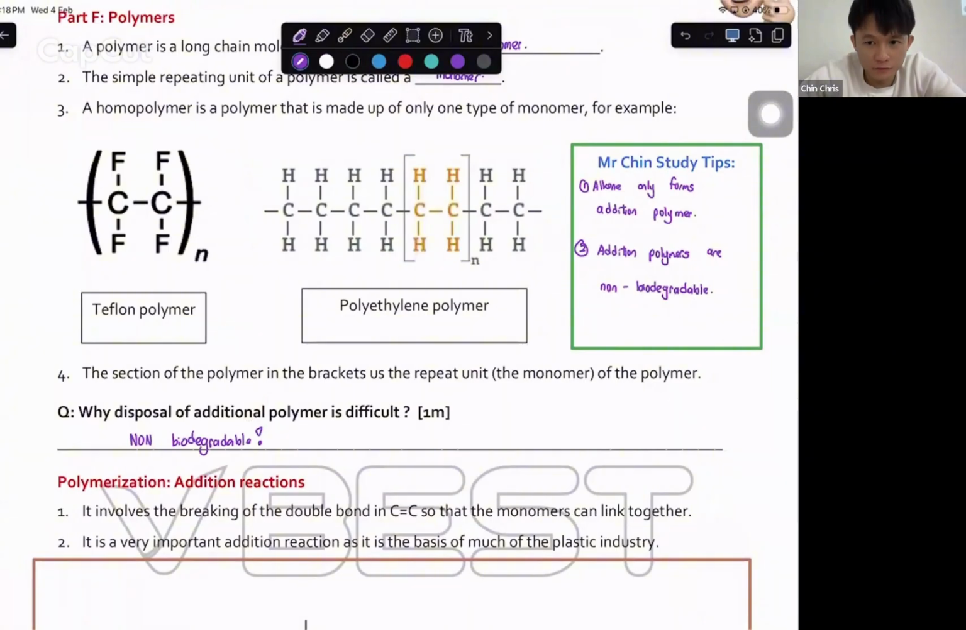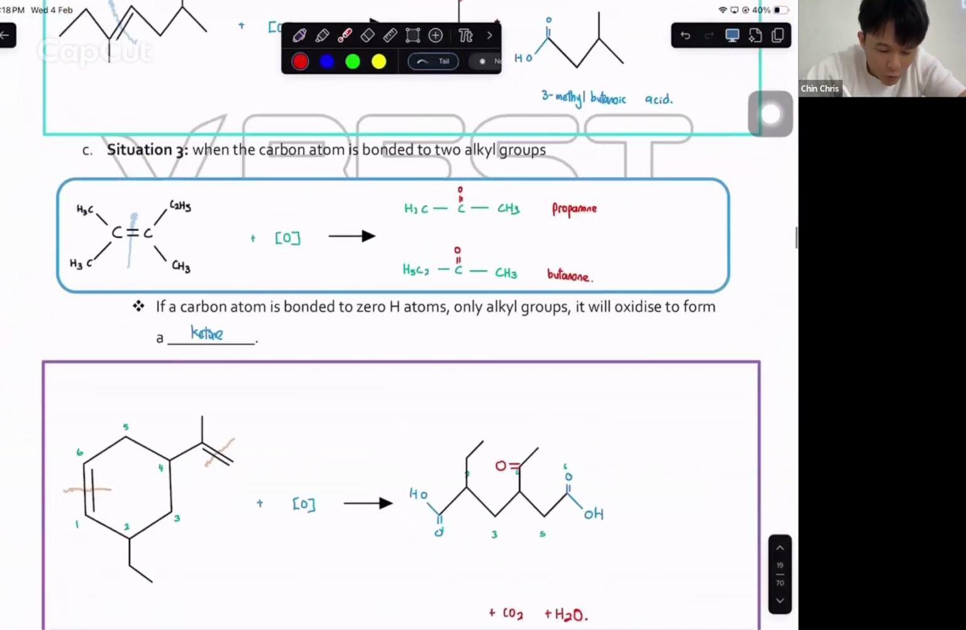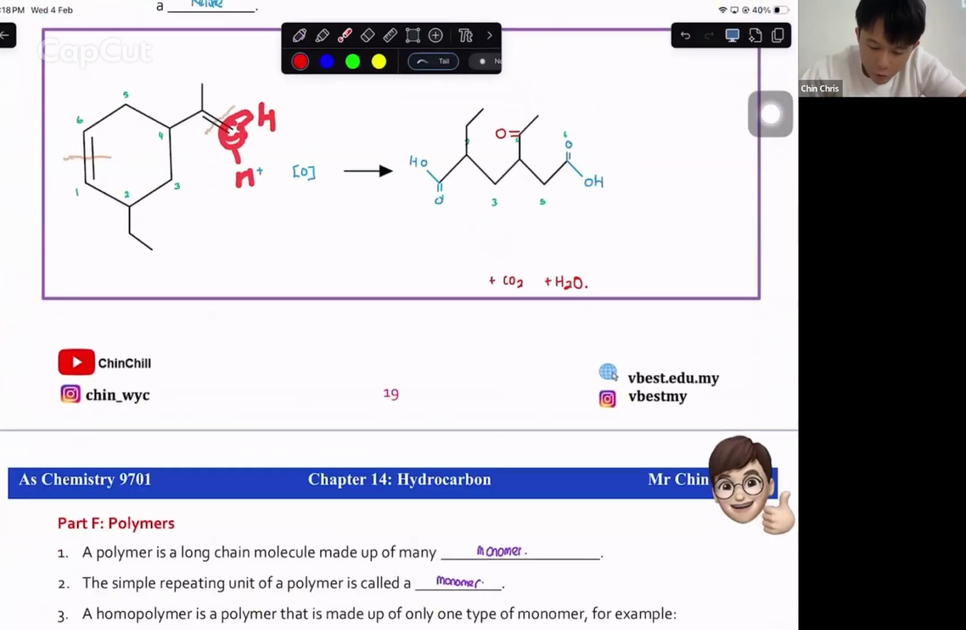Alright, guys, now. Yes, correct. Gloria, you're right. CO2 and H2O because of one carbon. One carbon connected to two hydrogen here. One carbon, two hydrogen. This will turn into a CO2 and H2O.